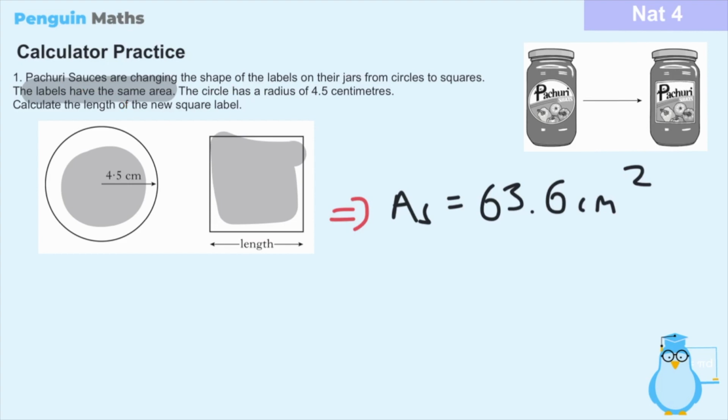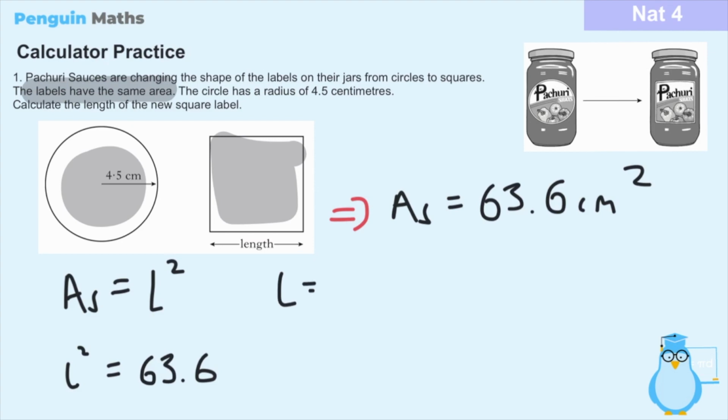So now we have the area of the square, but what we want to figure out is the length of the square. So how can we relate the length to the area? Well, we know that the area of a square, so AS, is always equal to the length squared, because the one thing that's unique about a square is that all 4 lengths are equal. So in order to calculate the area, it's the length multiplied by the length, or just simply the length squared. So if AS is equal to L squared, that means we can say that L squared is equal to 63.6, because that was the area that we calculated.